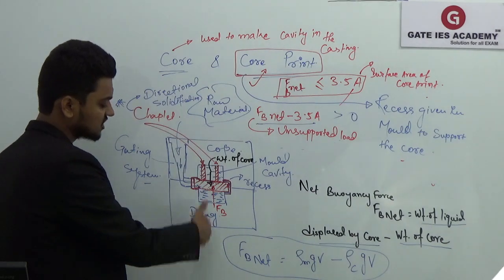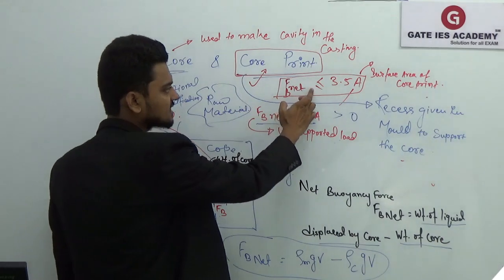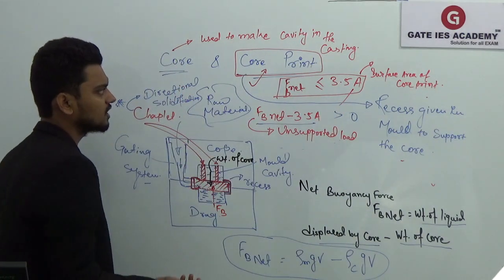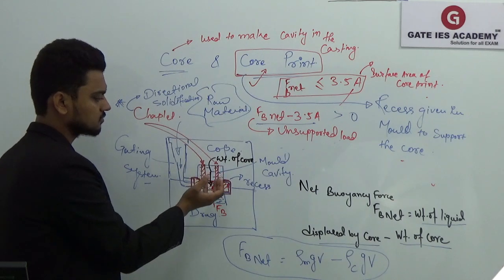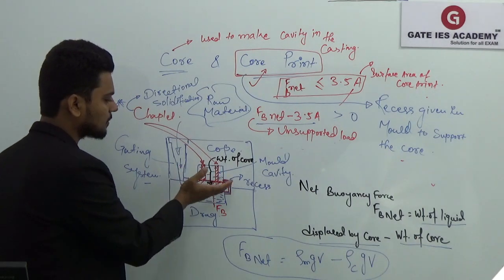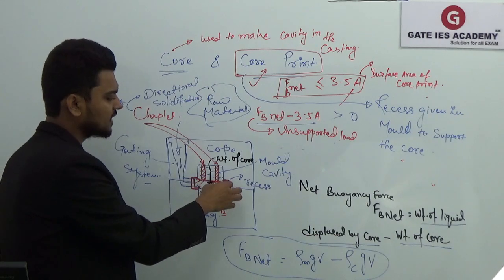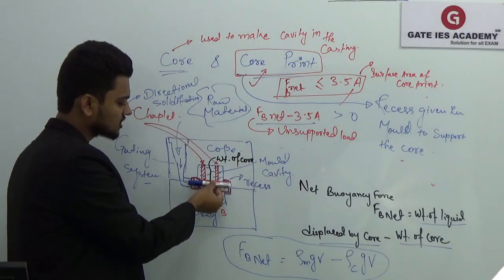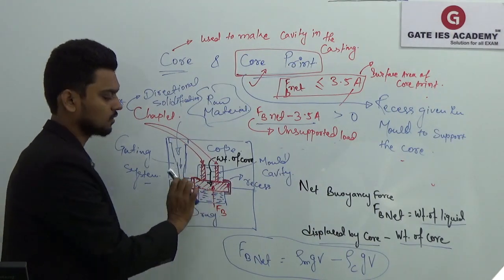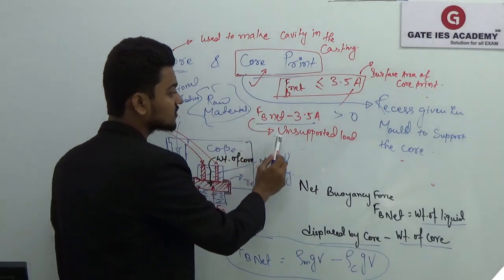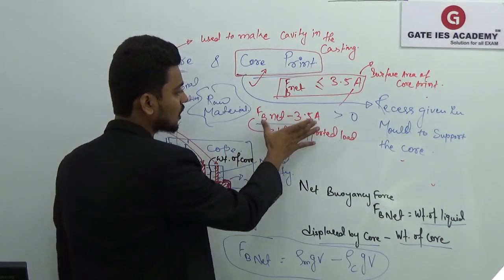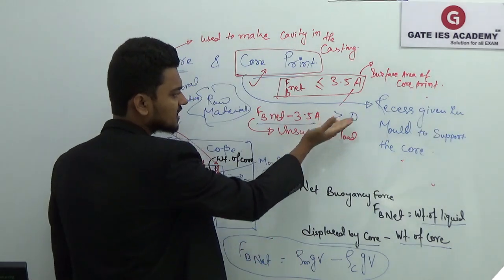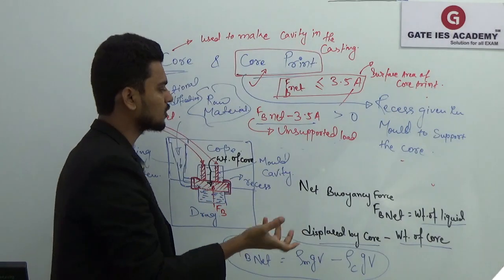Now when this net buoyancy force is less than or equal to 3.5 times A, in that case we do not require any extra support. So whatever the required support is given by the core print. So core print is nothing but that recess given in the mold to support the core. Obviously to keep it in position, we'll have to give some support to that core. Now when that unsupported load, FB net minus 3.5 times A, is greater than 0, in that case we require some extra support, and that is given by the chaplet.